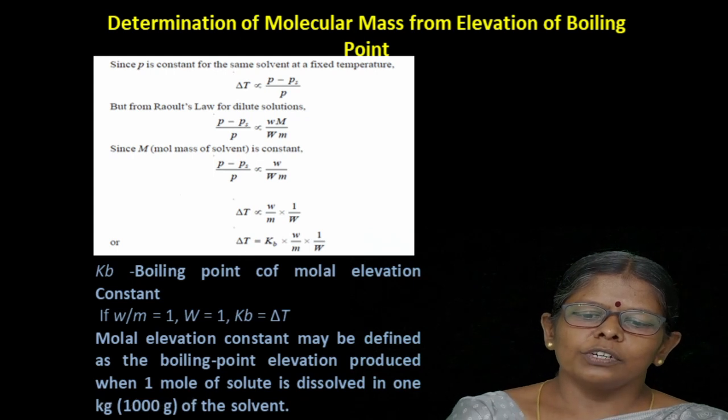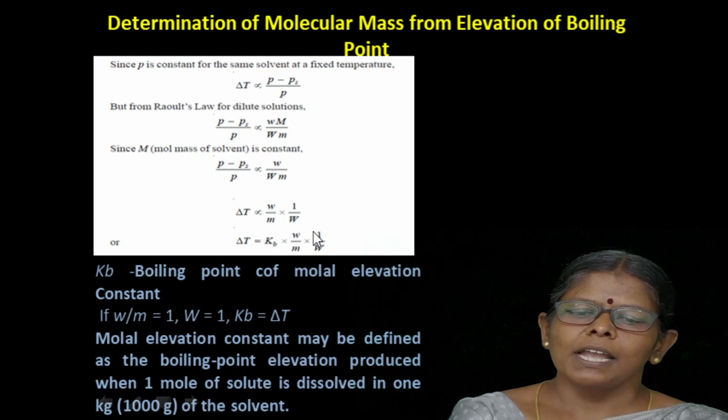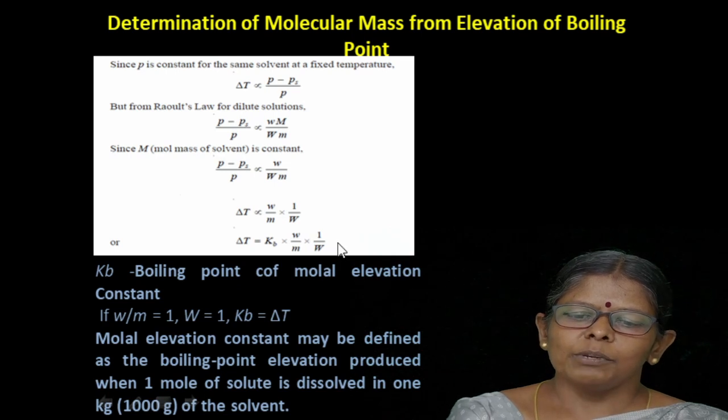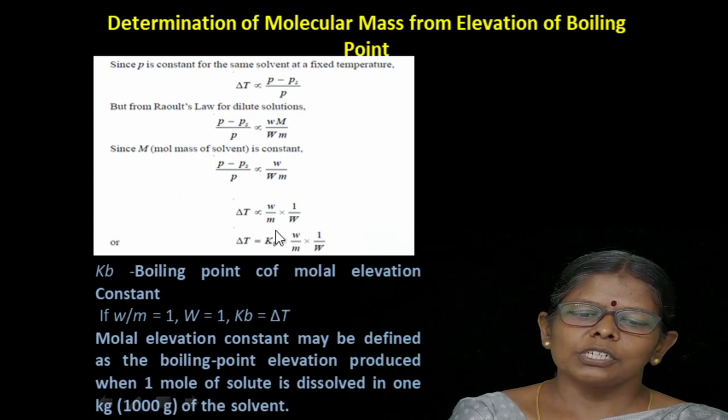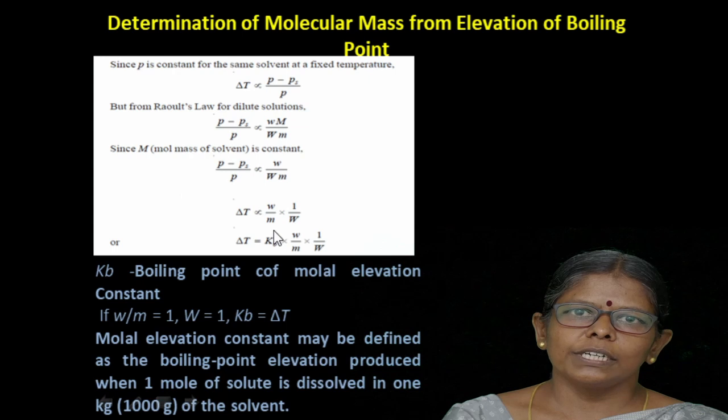Next, if you want to determine this small m, how can you find it out? Here, the ebullioscopic constant is a constant term, and the weight of the solute we can measure. Capital W is also the weight of the solvent, and we can measure it. But the term we have to measure is the delta T in order to determine the molecular mass of the solute.